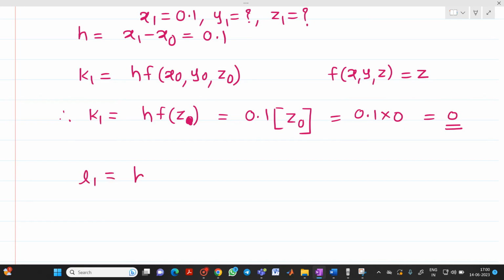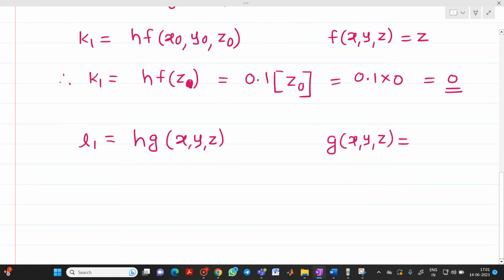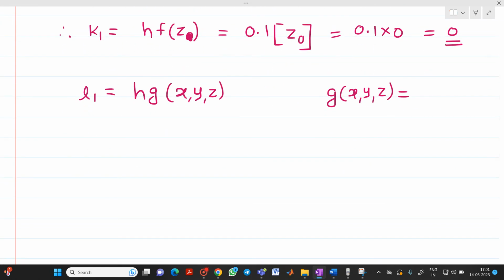L1 will be equal to h into g of x comma y comma z. Now what is g of x comma y comma z? If you see carefully, here we have written it is xz minus y. So let me write this function as xz minus y.